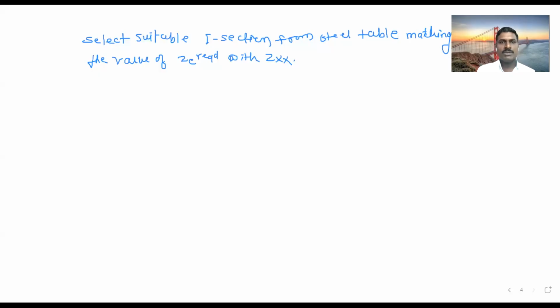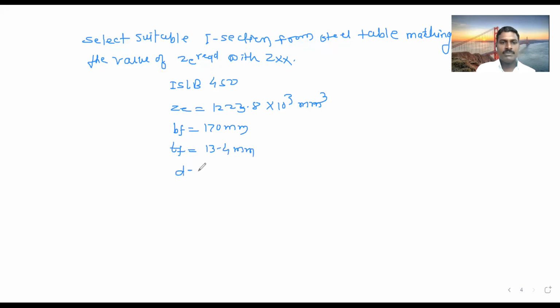Simultaneously, I will also write down. What are these properties? So the ISLB 450 section is there. So ZXX value how much? 1223.8 into 10 raised to 3 mm cube, correct? Then width of flange how much? 170 mm. Then thickness of flange is 13.4 mm. Then depth is 450 mm. Then thickness of web, 8.6. TW is 8.6 mm. So this much is required.